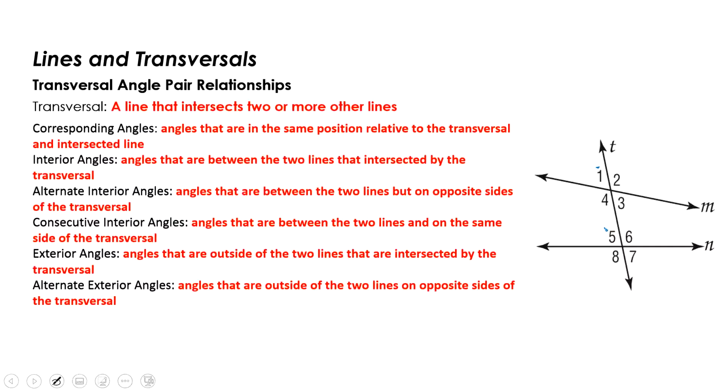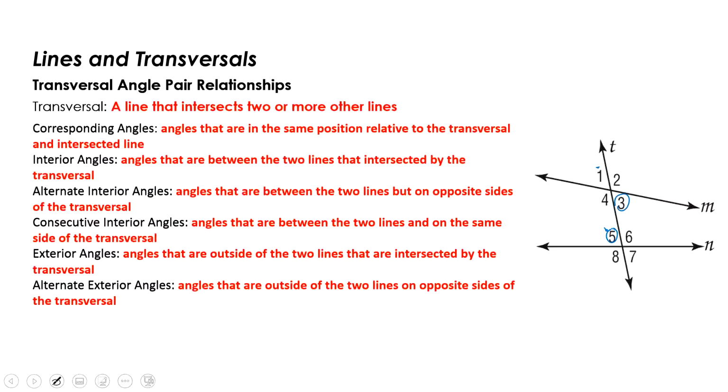Interior angles, those are always the angles between the two lines that are being intersected. So all the angles between M and N are the interior angles. Alternate interior angles are the angles in between M and N, but on opposite sides of the transversal. So they're not on the same side of the transversal. One's on the right, one's on the left, and they're kind of opposite each other too. So 3 and 5 are alternate interior angles. It's not 3 and 4.